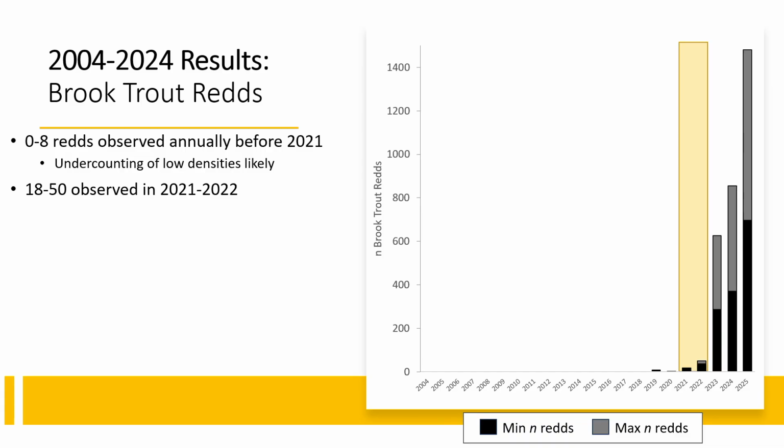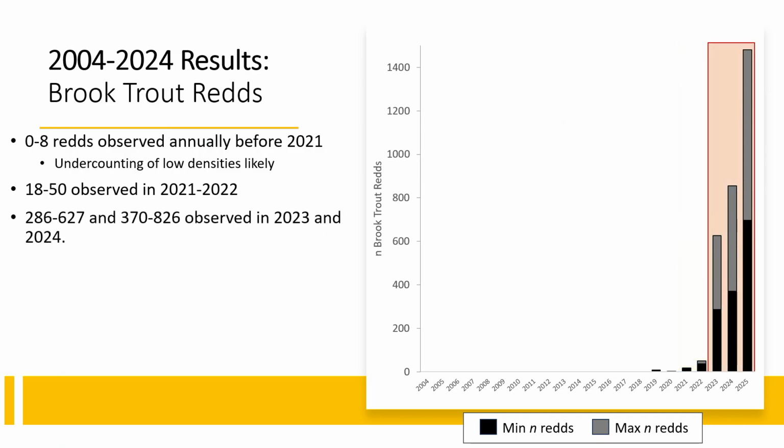That started happening around 2021, where we started seeing 18 and then 50 reds in 2022. We noticed this was a trend. We were a little bit concerned about it. But then in 2023, we saw almost 300 to 600 reds. Then in 2024, we were up to almost 400 to 800. And this past year was pretty crazy. We saw almost 700 to 1,500, which is, to be frank, a fairly insane number of reds.